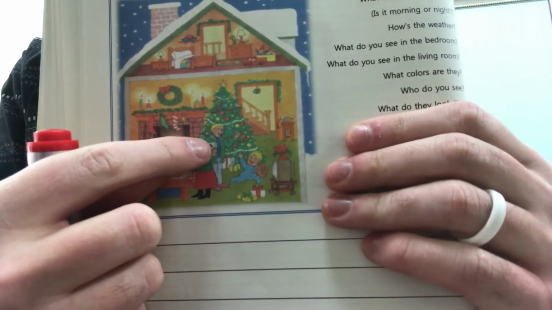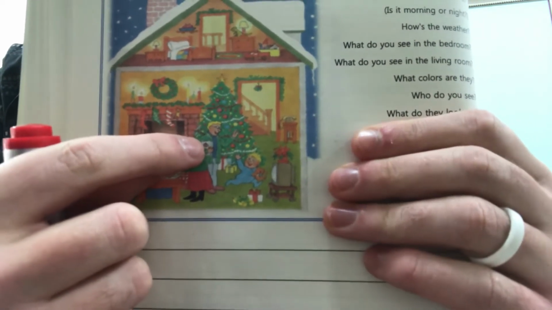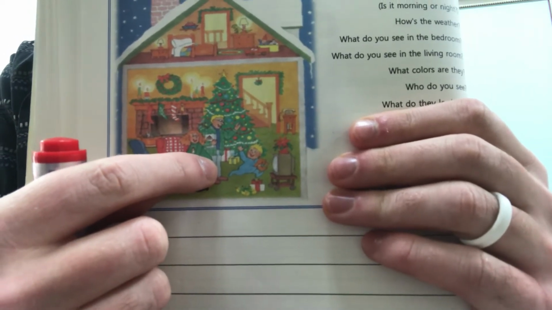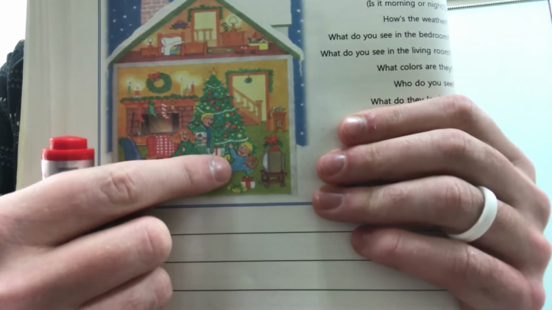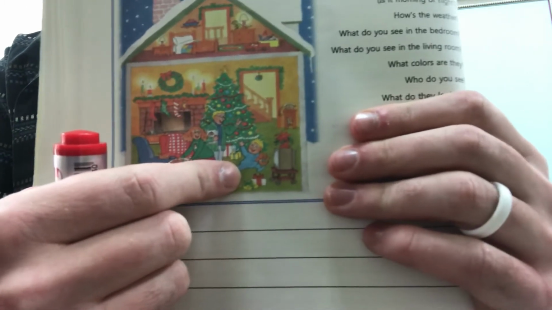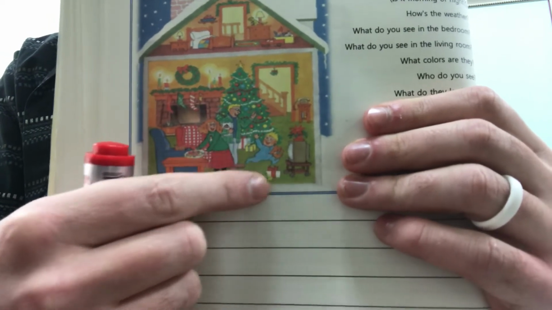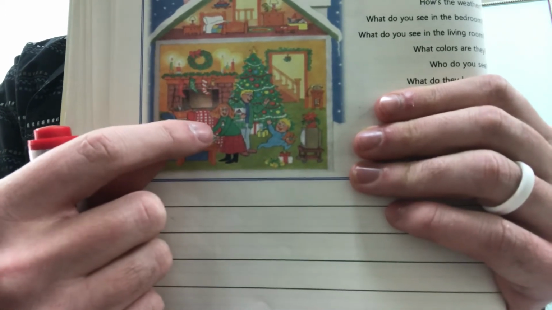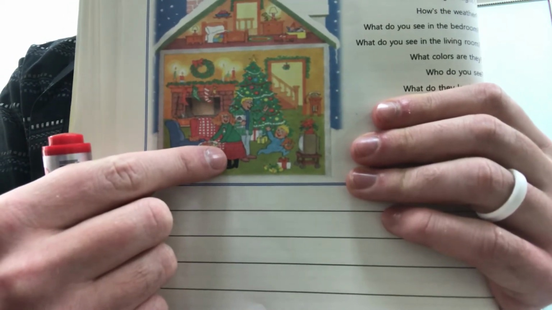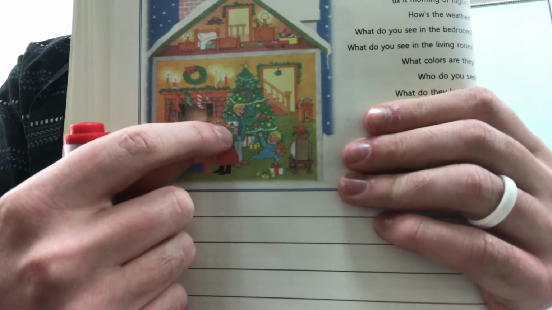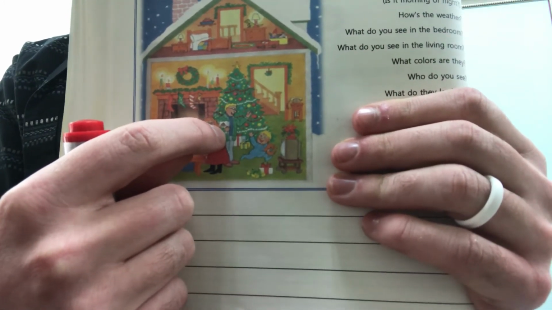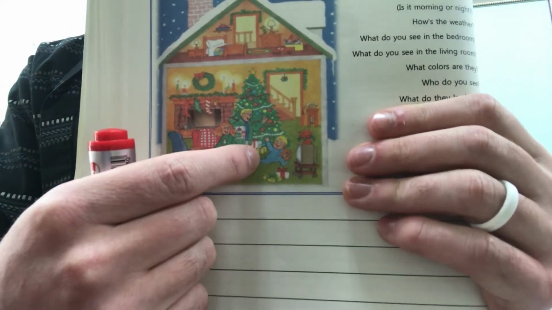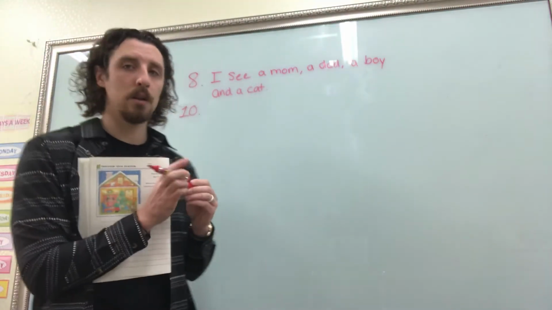And let's look at Dad. Dad has a green jacket and blue pants. And the boy has blue pajamas on. Okay? So we'll say one thing from each person. So the mom has a red dress. The dad has a green jacket. And the boy has blue pajamas. Okay, so that'll be our answer for 10.